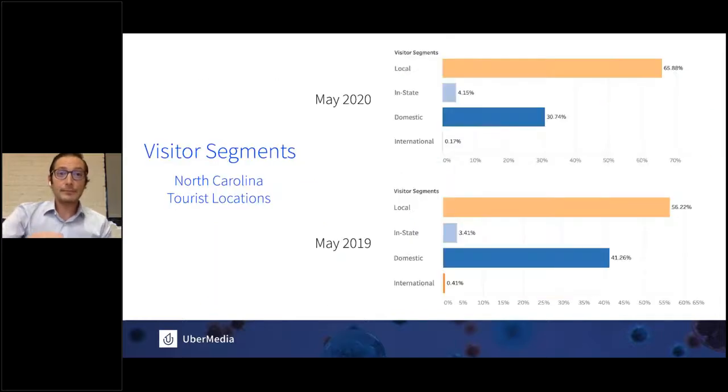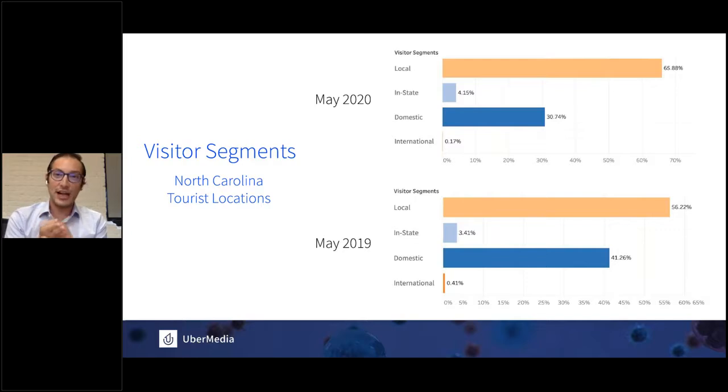On a macro level here, and again, that was a really interesting comment about North Carolina being the 6th most visited state in the country. What we're looking at here is we're comparing local visitors to these tourism areas. We're comparing in-state tourists, domestic, out-of-state tourists, and international.